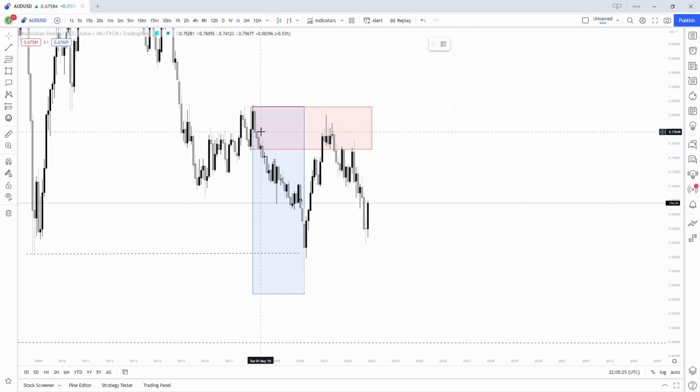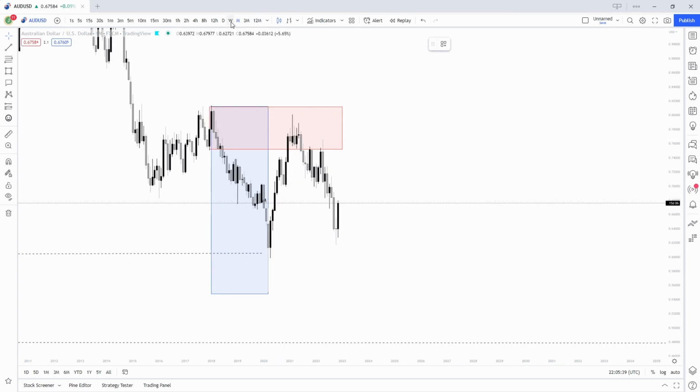So that represents a supply zone. Price has tapped into that. Obviously we've mitigated the order that has caused enough of a shift within the supply and demand balance to put it into supply's favor for the reversal and move lower to happen.